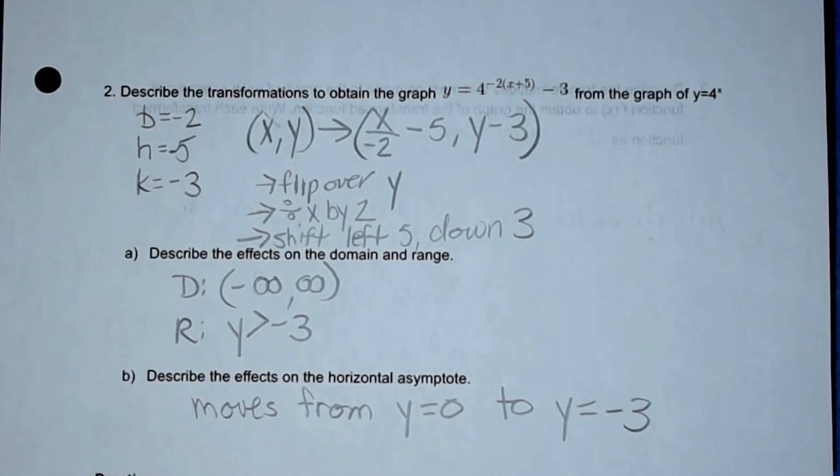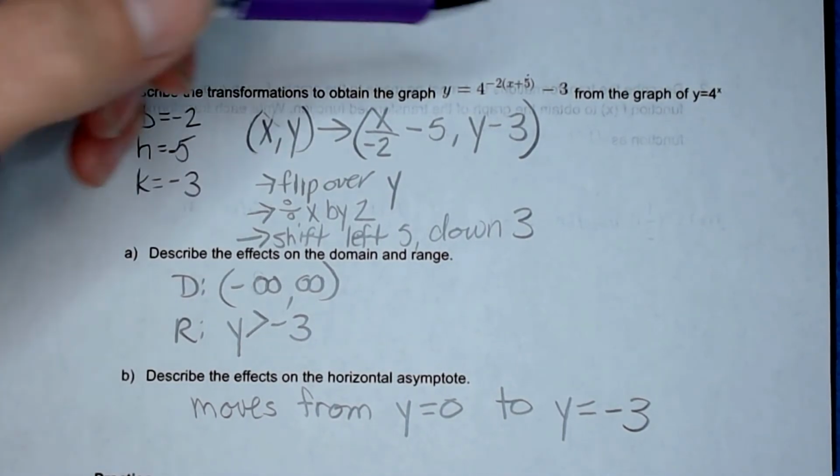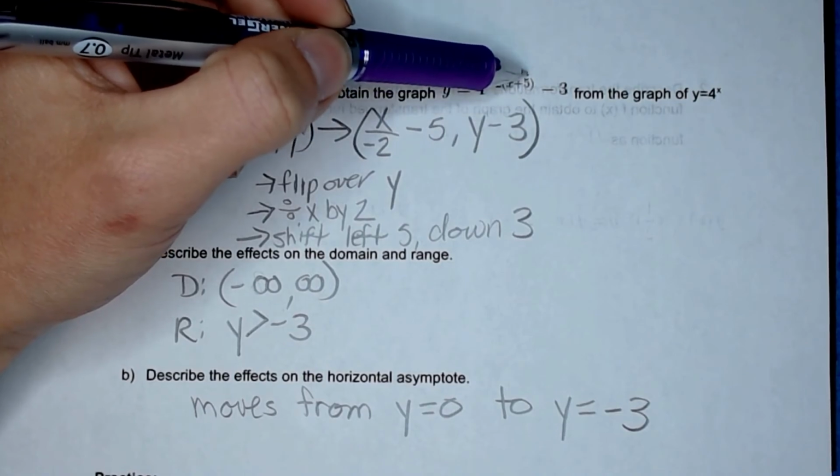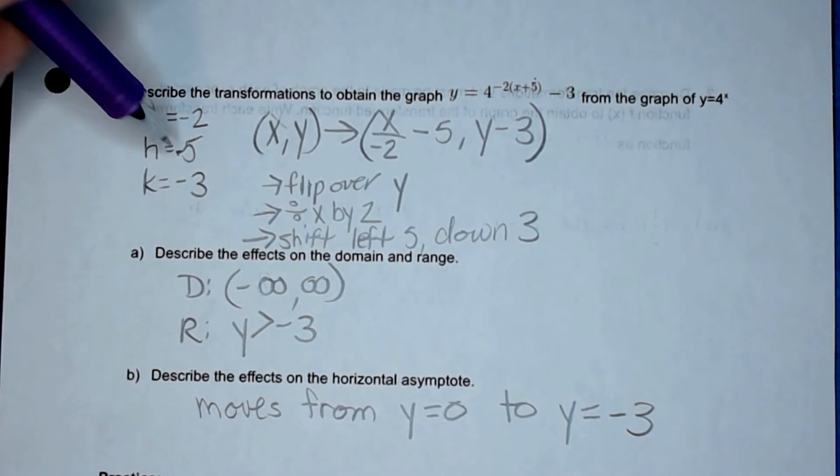And one last example, describe the transformations to obtain the graph of y equals 4 to the power of negative 2 times x plus 5 minus 3 from the graph of y equals 4 to the power of x. So our base function is y equals 4 to the power of x. Our b value is negative 2. Our h, it shows plus 5 here. So we know that this is x minus negative 5, which would give us negative 5 for an h value.